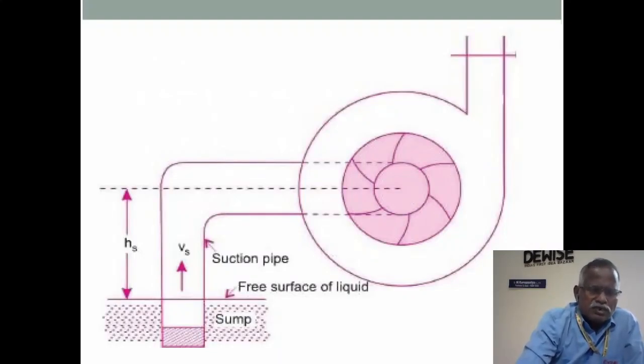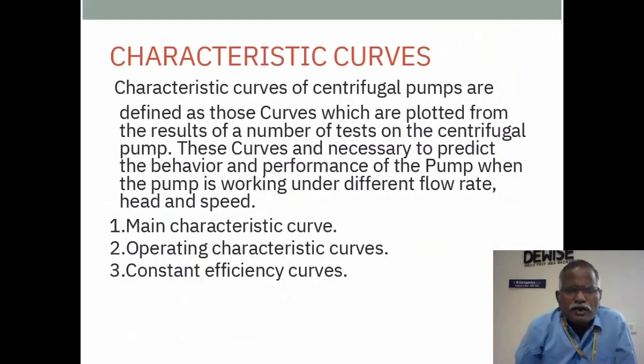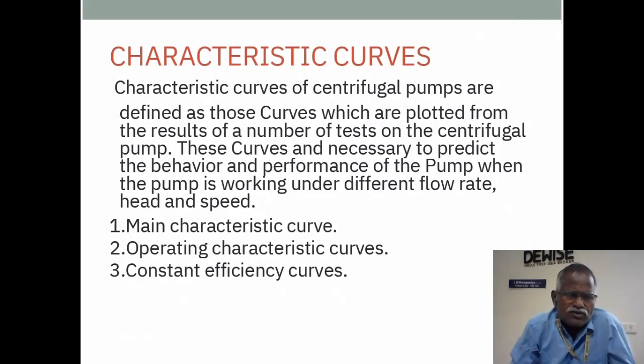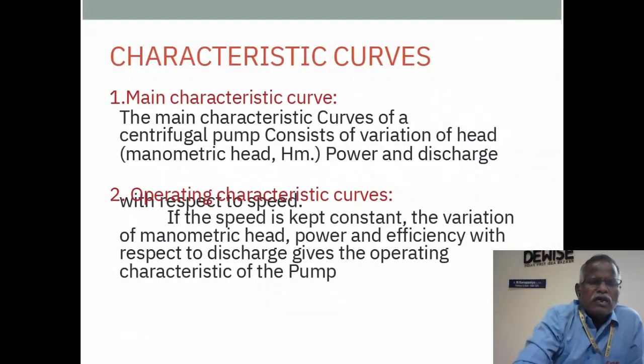Velocity of the suction inlet is Vs. Impeller, outlet, everything is shown. Characteristics are very important from the examination point of view. There are three curves: main characteristic curves, operating characteristic curves, and constant efficiency curves. The curves are necessary to predict the behavior and performance of the pump when it is working under different flow rates, head and speed.